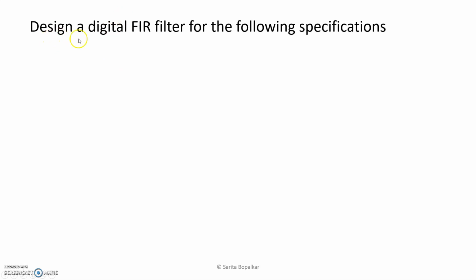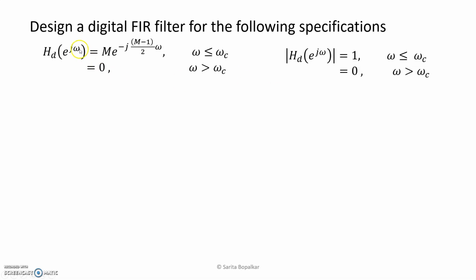So the statement is: design a digital FIR filter for the following specification. The specifications can be given in two different ways. It can be given as the magnitude spectrum of HD e raised to j omega, or HD e raised to j omega can be given in a complex form. When it is given in magnitude form, the magnitude of HD e raised to j omega is always 1 for the pass band. Here it is a low pass filter, but it can be a high pass filter or band pass filter. According to that, this frequency range changes. But for the pass band, the magnitude is always 1.